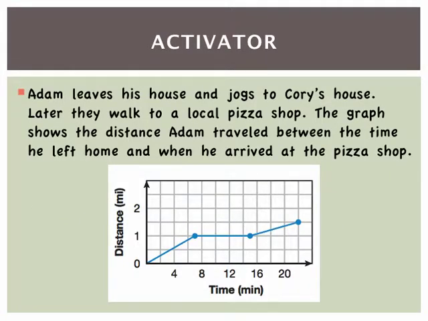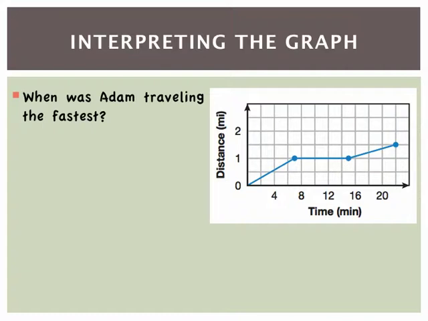Here's your activator problem. Adam leaves his house and jogs to Corey's house. Later they walk to a local pizza shop. The graph below shows the distance Adam traveled between the time he left home and when he arrived at the pizza shop. So let's answer 3 questions about this graph. When was Adam traveling the fastest? Can you tell from looking at the graph that from 0 to 7 minutes he traveled the fastest?